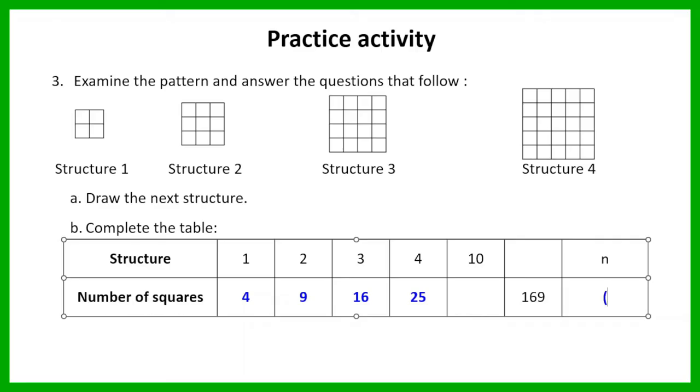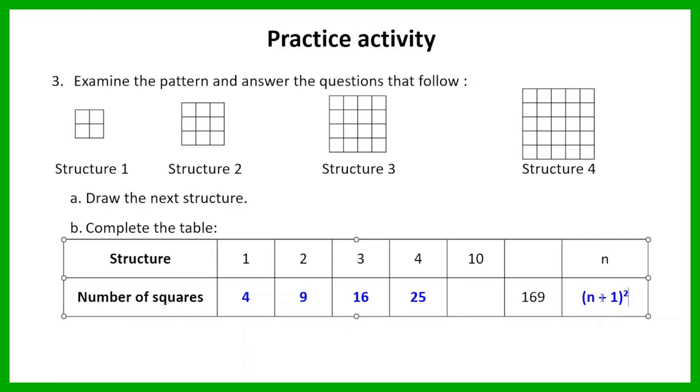So it's going to look like this: (n + 1) squared. Whatever my structure number is, the side of my square needs to be one more than that structure number. So if my structure is the 10th structure, then my square needs to have 11 blocks on each side. It needs to be an 11 by 11 square. If my structure is the 100th structure, then it needs to be 101 by 101. So whatever the structure number is, I add 1, and then I square it.